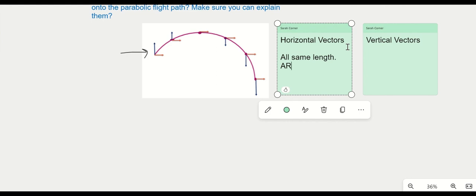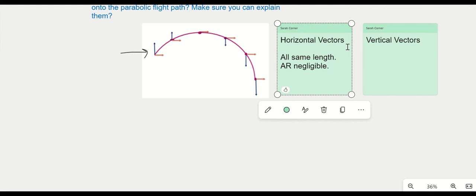It's moving so slowly, air resistance is hardly having an effect. So the horizontal vectors, the forward red arrows, will all be the same length, and this is because air resistance is negligible. There you go, so that's the reason why. So all the way through from start to finish, you should have forward horizontal arrows that are all the same length because air resistance is negligible.